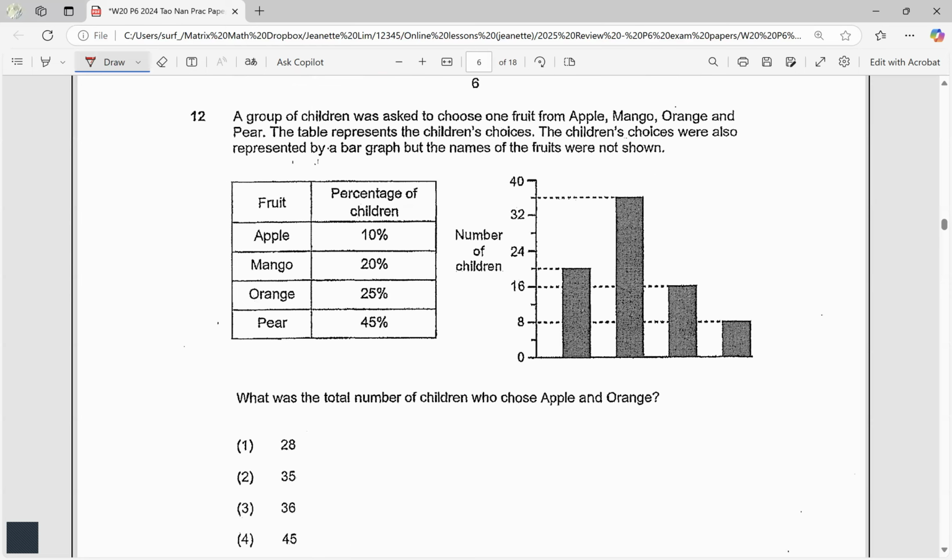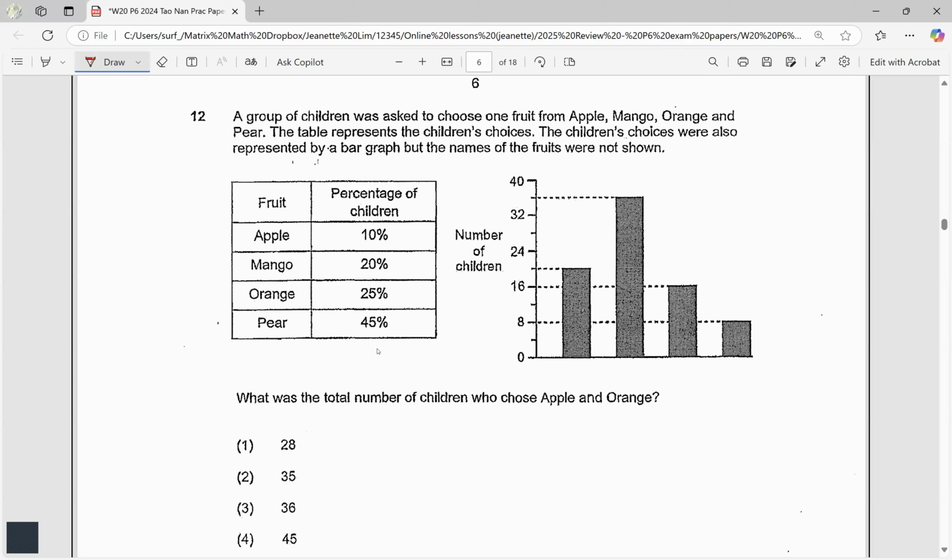Okay, question 12. A group of children was asked to choose one fruit from apple, mango, orange, and pear. Table represents the children's choices. The children's choices were also represented by a bar graph, but the names of the fruits were not shown. So we need to figure out which one is which fruit and then find the total number of children who chose apple and orange.